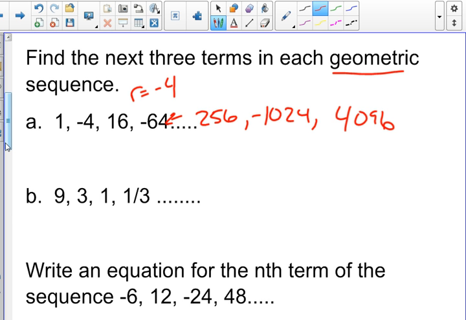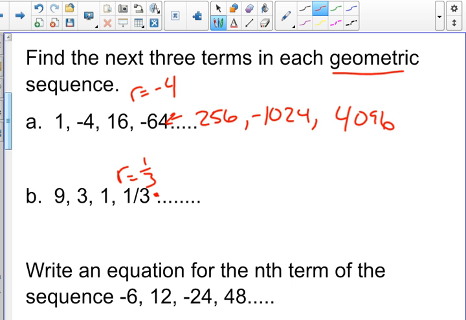Next, you'll do the same thing with here. Find the common ratio. 3 divided by 9, 1 divided by 3, 1/3 divided by 1. Okay, so your common ratio, this would simplify to 1/3. So your ratio is 1/3. Now, always leave them as fractions. So leave your common ratios as fractions, fractions, fractions.